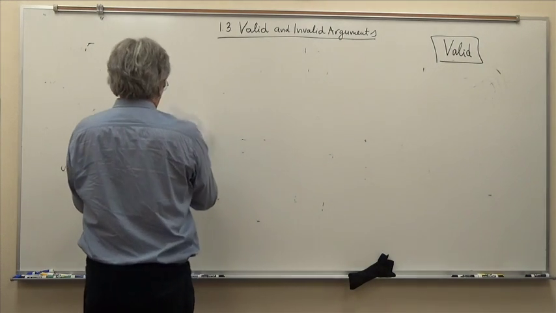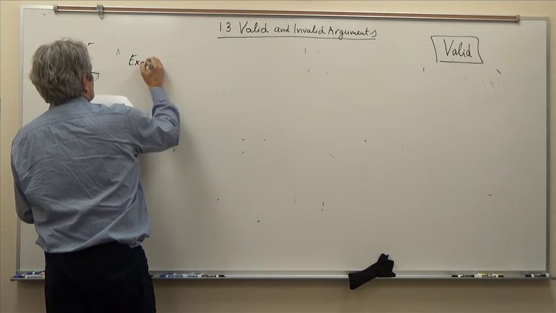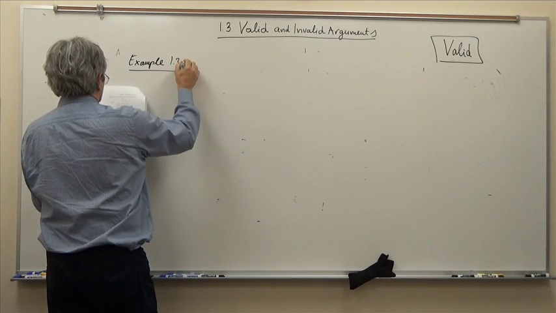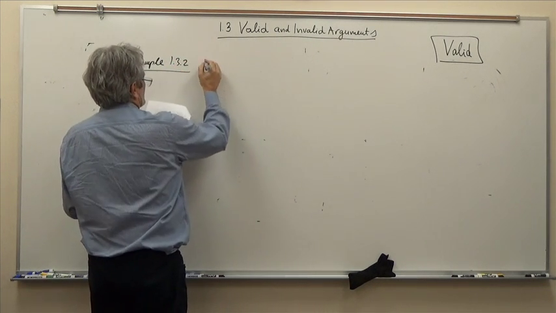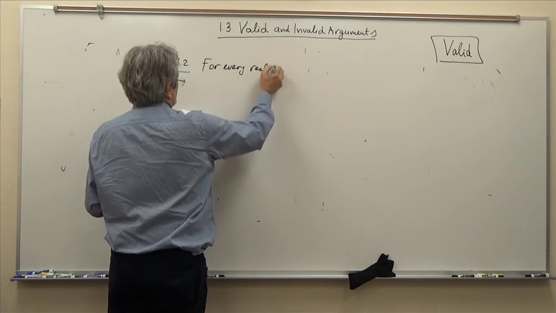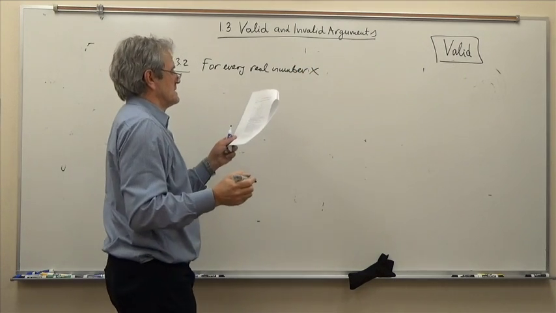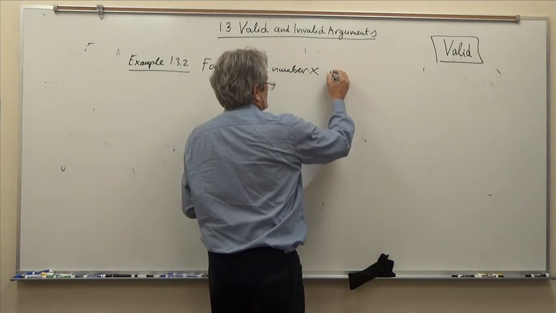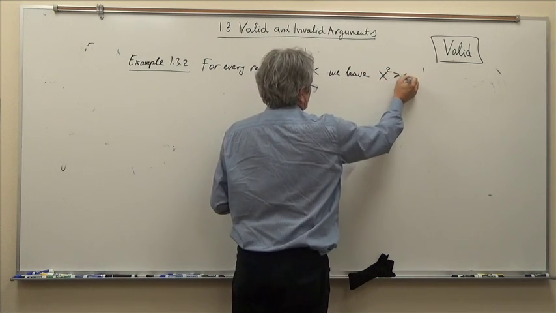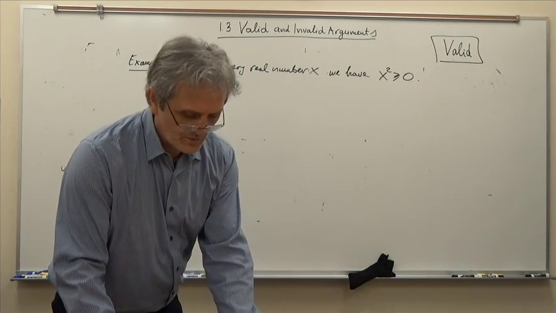So this is again the example from the notes, example 132. It says for every real number x, we have x squared is greater than or equal to 0. So what do we do here?